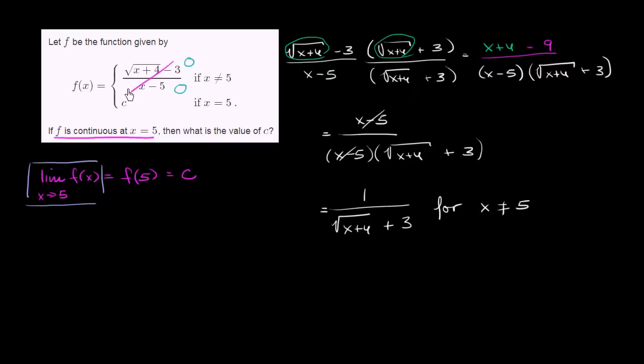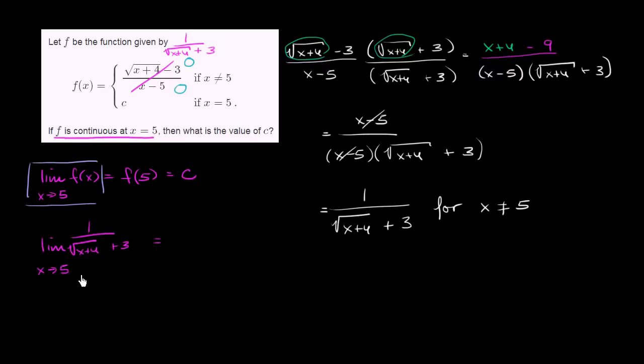So we could actually replace this with a simpler expression, 1 over square root of x plus 4 plus 3. And so now when we take the limit as x approaches 5, we're going to get x values closer and closer to 5, but not quite at 5. We can use this expression right over here. So the limit of f of x as x approaches 5 is going to be the same thing as the limit of 1 over the square root of x plus 4 plus 3 as x approaches 5.